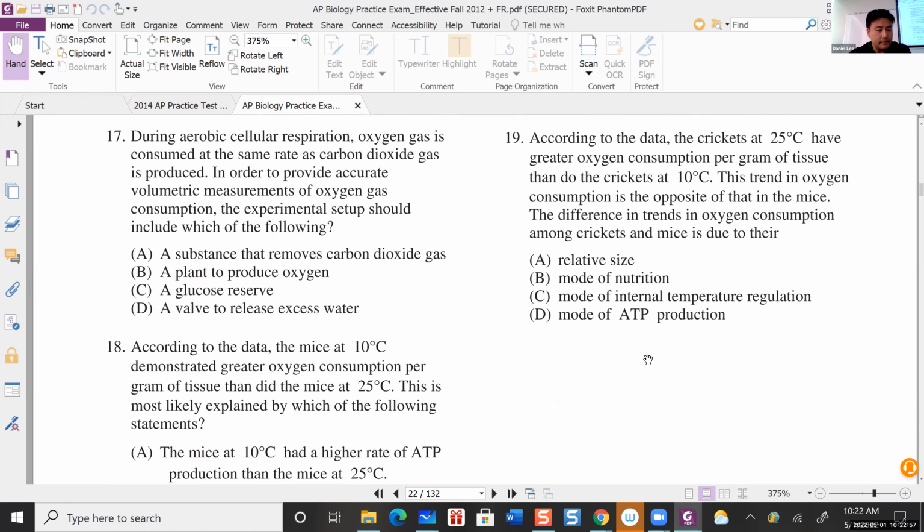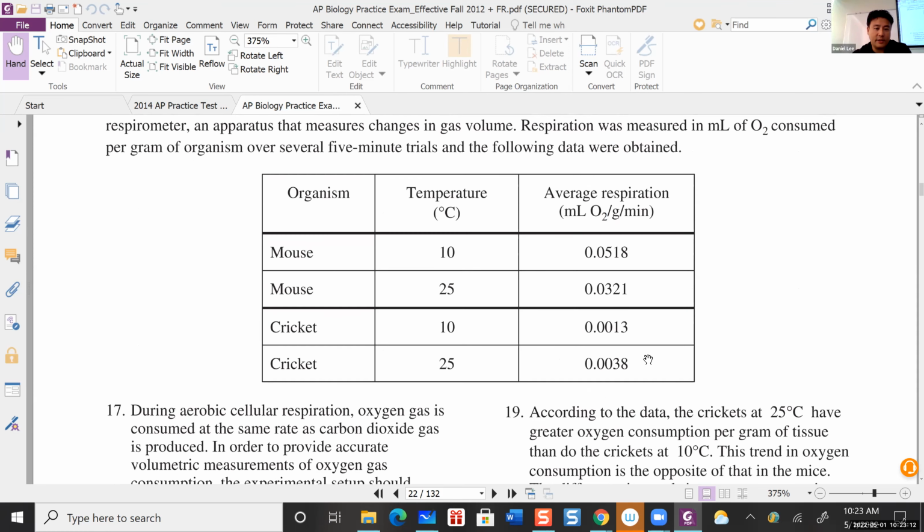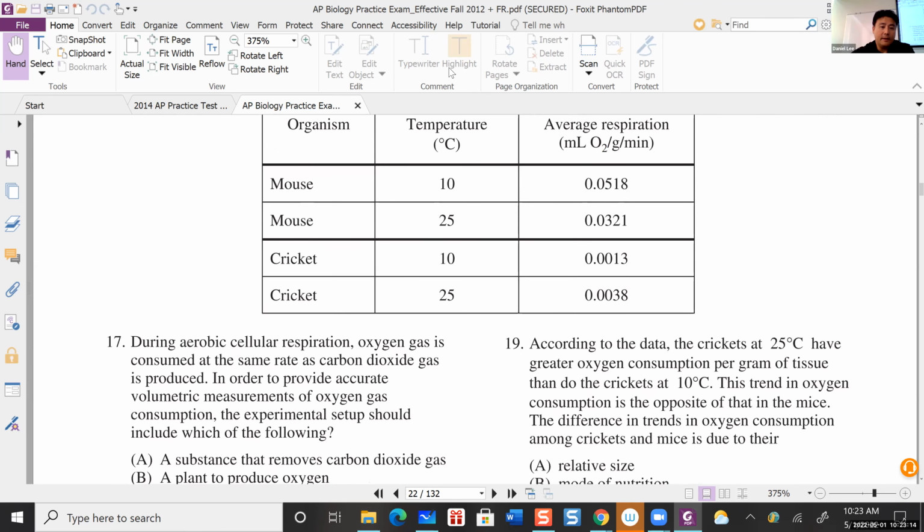Number 18, according to the data, the mice at 10 degrees Celsius demonstrated greater oxygen consumption than mice at 25. So 10 versus 25, what is this explained by? You see, mice at 10 degrees use more oxygen than mice at 25. Why? Okay, what is your guess, guys?